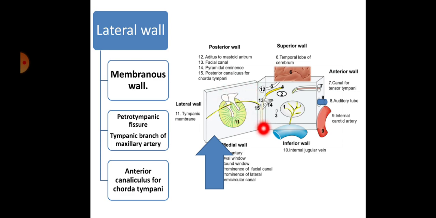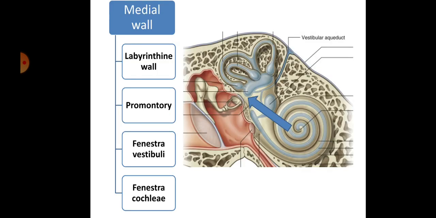And another one, already you know the posterior wall has the bony canal. Inside the bony canal, the facial nerve is ascending upwards. After that, it leaves the posterior wall and enters into the lateral wall through an opening. That opening is called the anterior canaliculus. That anterior canaliculus is for the chorda tympani nerve. Chorda tympani means it is a branch from the facial nerve.